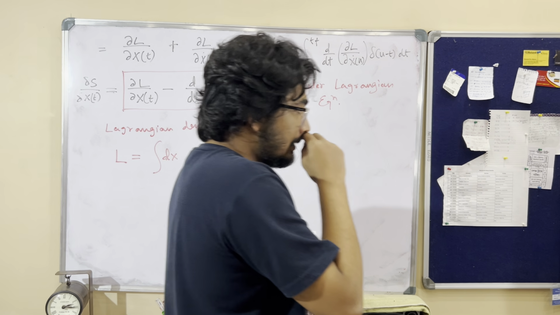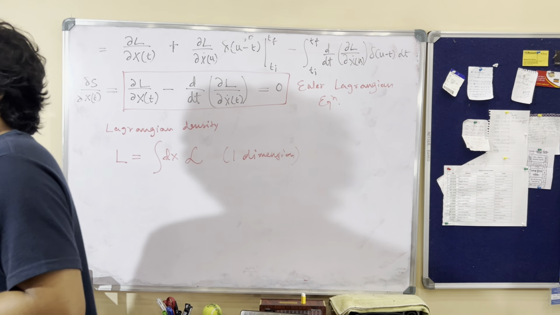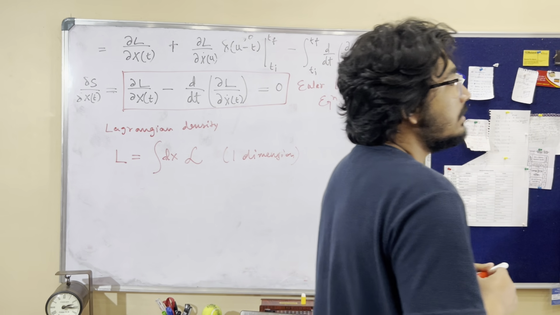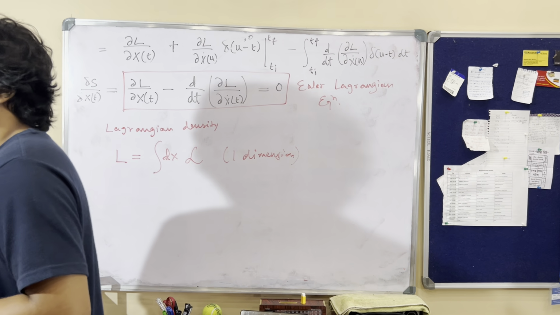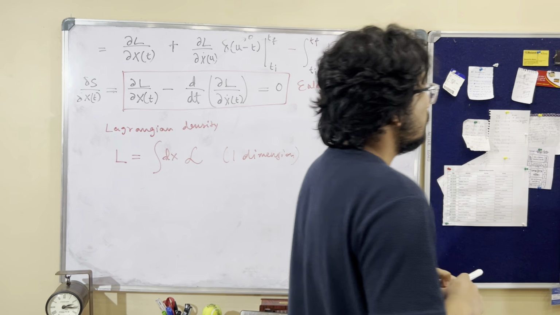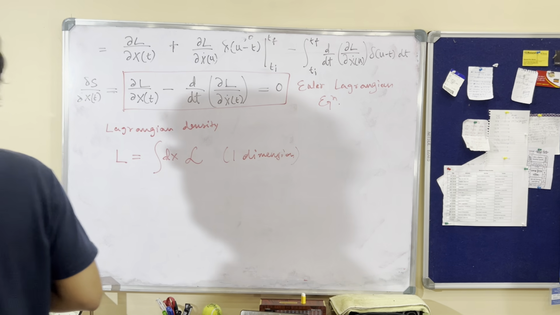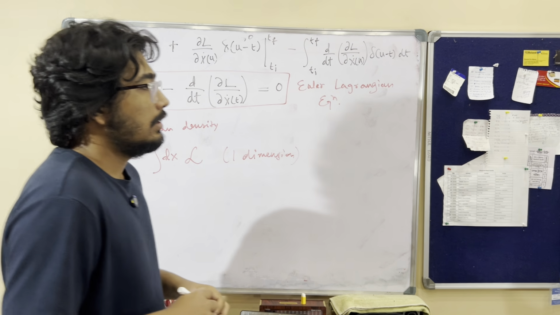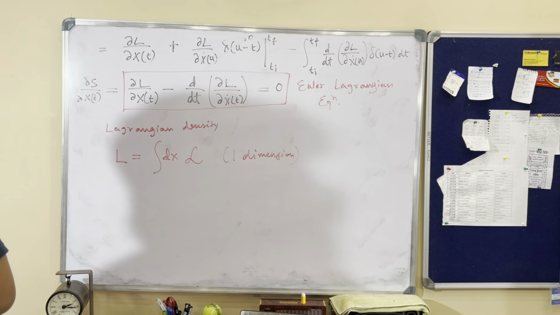So the Lagrangian density is nothing but the Lagrangian per unit space. In the case of 1 dimension, the Lagrangian per unit length. In the case of a 2-dimensional system, the Lagrangian density is the Lagrangian per unit area, and in 3-dimensional cases, the Lagrangian density is the Lagrangian per unit volume. And in the 4-vector case, the Lagrangian density will be the Lagrangian per unit volume in 4-dimensional space-time.